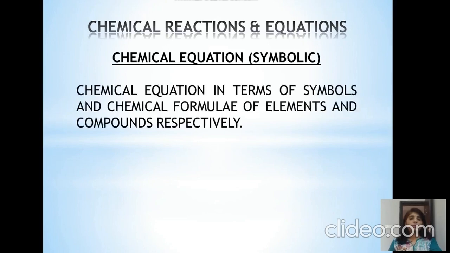Now we will see the chemical equation, in which we are writing symbols for elements and chemical formula for compounds. It is generally called just chemical equation. Wherever we are going to write and speak in our other chapters, we will be writing all the elements in the form of symbols and all the compounds in the form of chemical formulae. So this is the chemical equation.